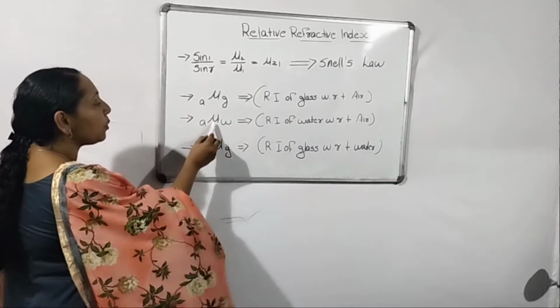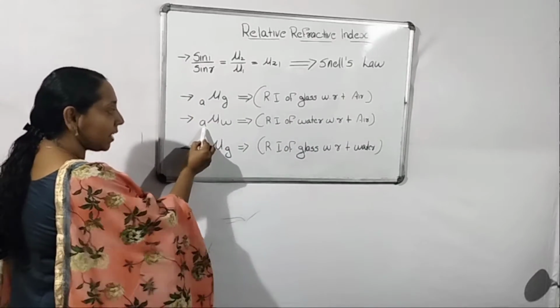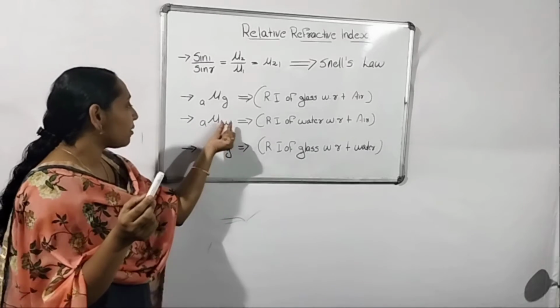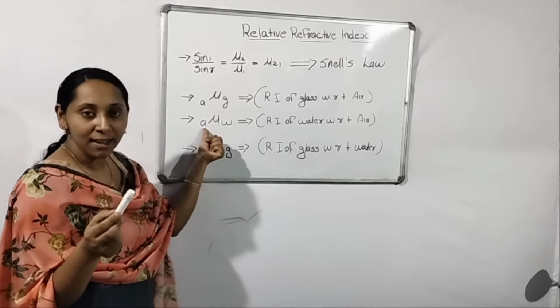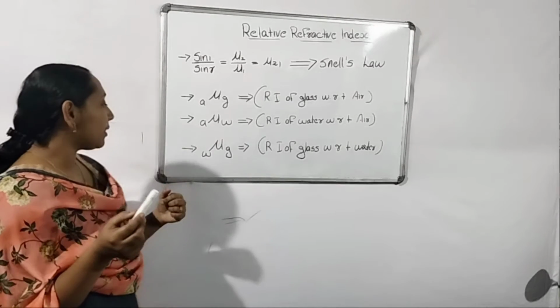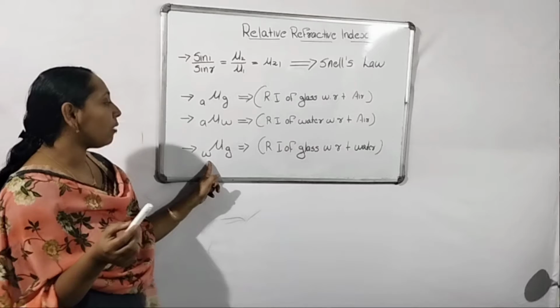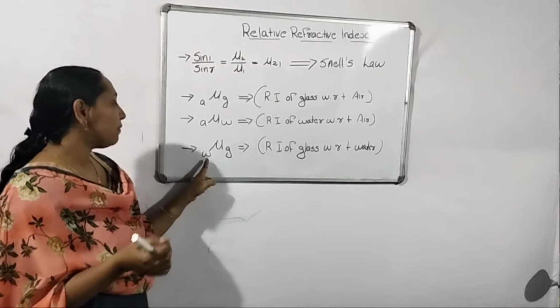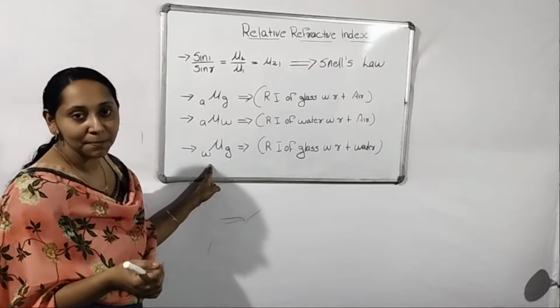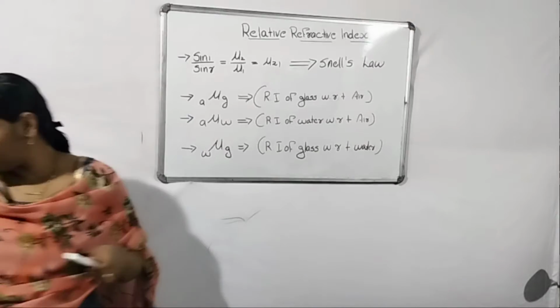Next one, mu wa. Please try to tell this answer. Refractive index of water with respect to air. Another one, mu gw. How will it be expressed? Refractive index of glass with respect to water. Then we have to do some more examples.